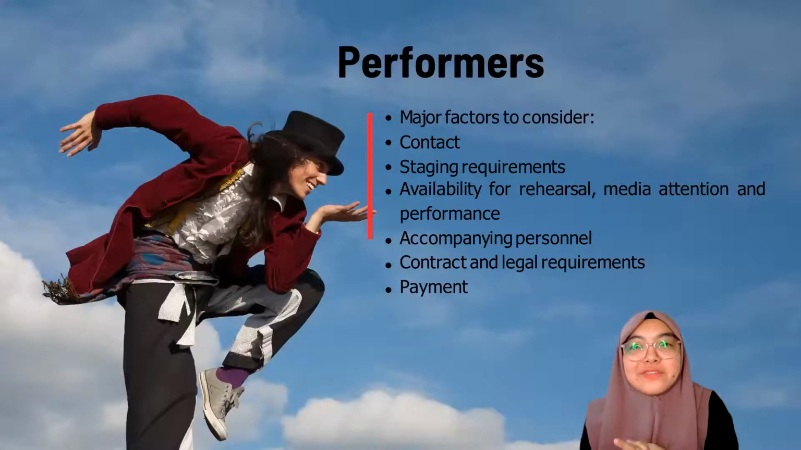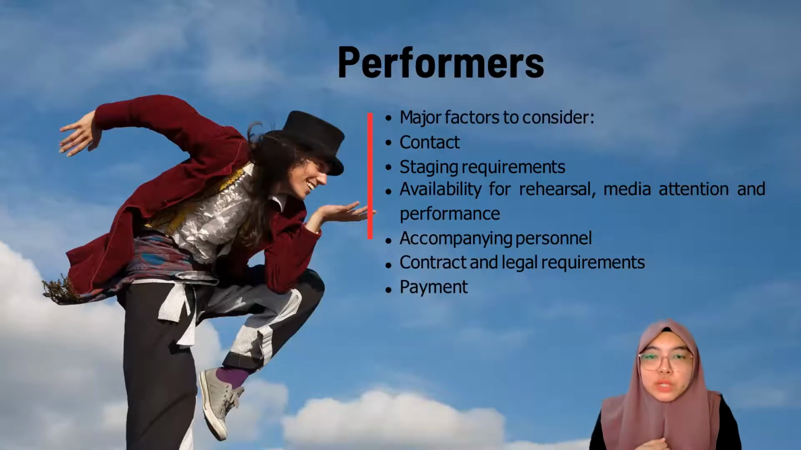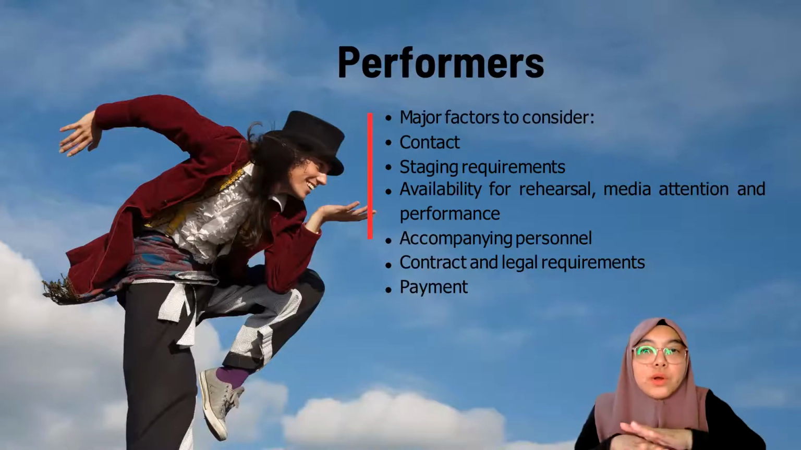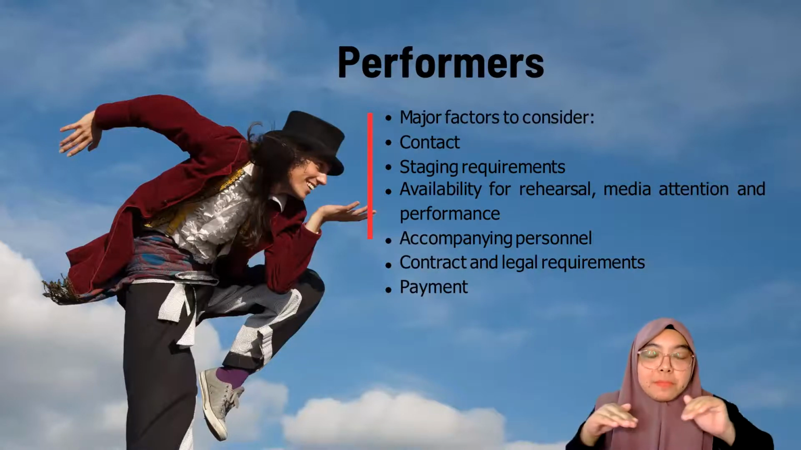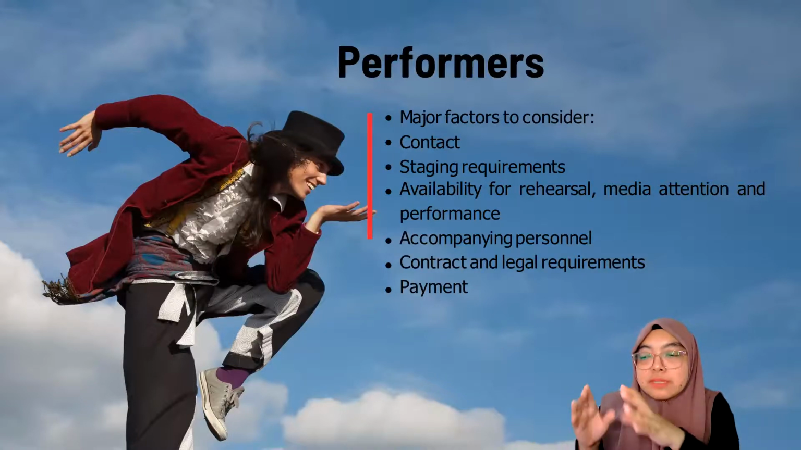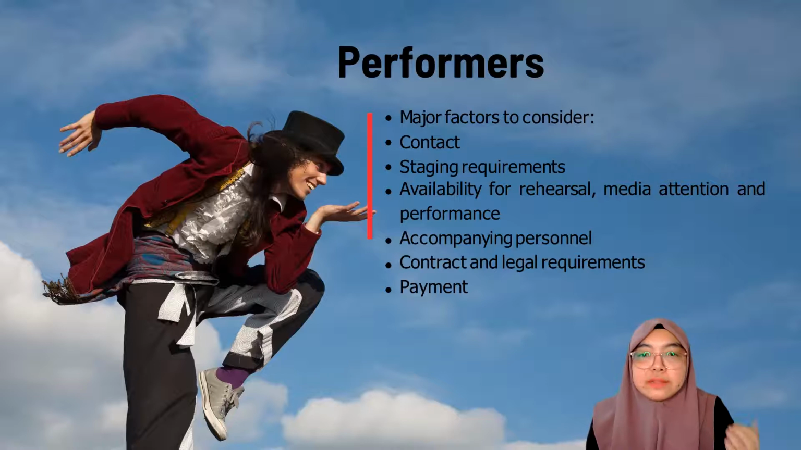So next, performance. There are several factors to consider when it comes to performance. The first one, you need to have a good contact. Then staging requirements. The performer will need to know the staging size, or maybe just some space for them. Do they need anything like a standard microphone, or space for their band, and so on? Then the availability of rehearsal, media attention, and performance.